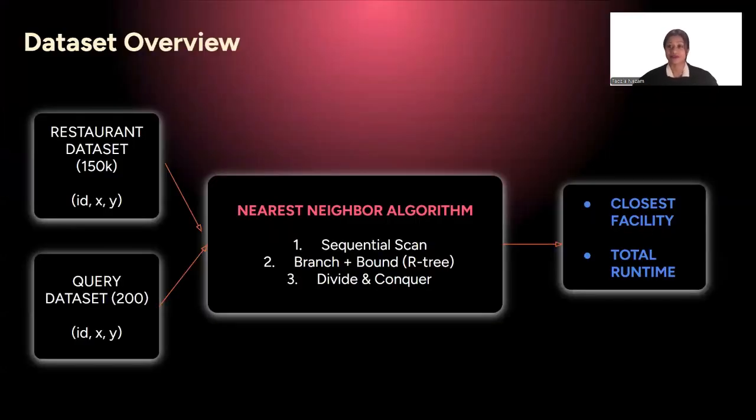So about the data sets, I've received two. One was the restaurant data set, which had 150,000 points, and the other one was the query data set, which was the user query points. Both of them had ID and X and Y being geographical location. So we will perform the nearest neighbor algorithm of these three methods, and they will give us the restaurant which is the nearest, and also the total time taken to compute that result.